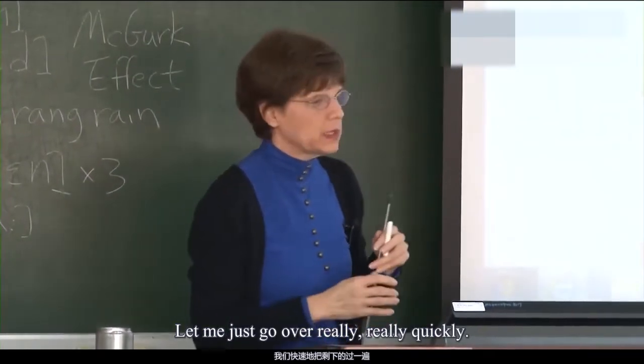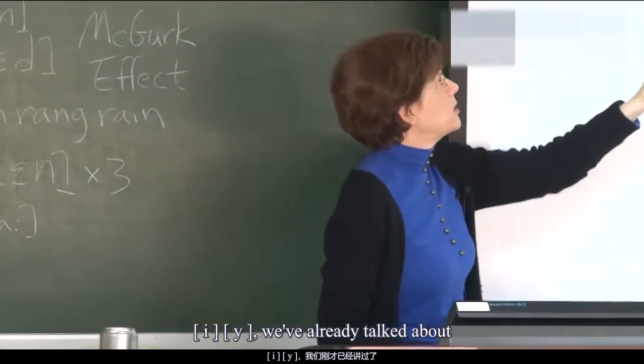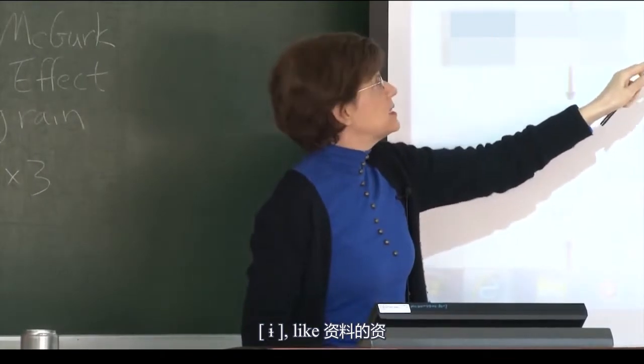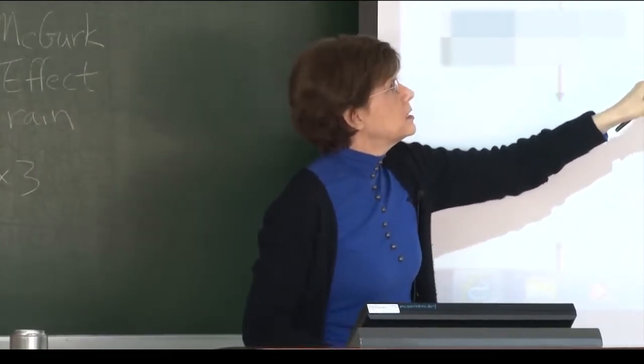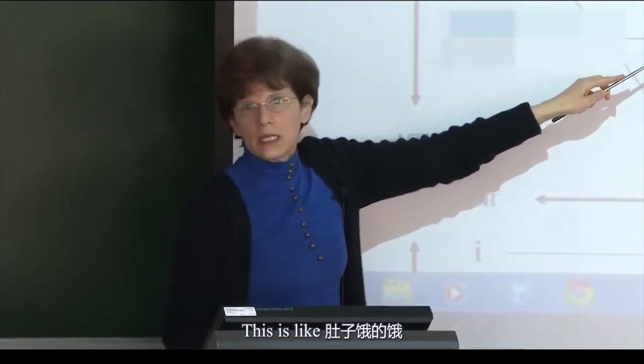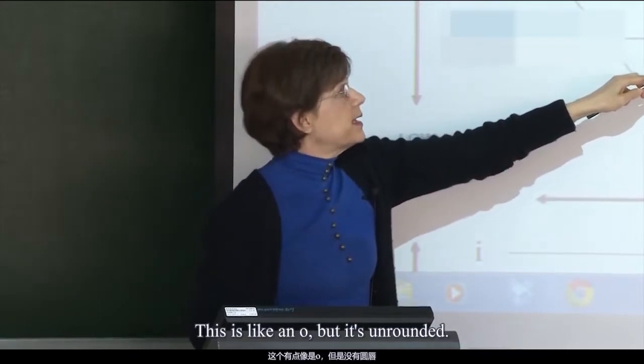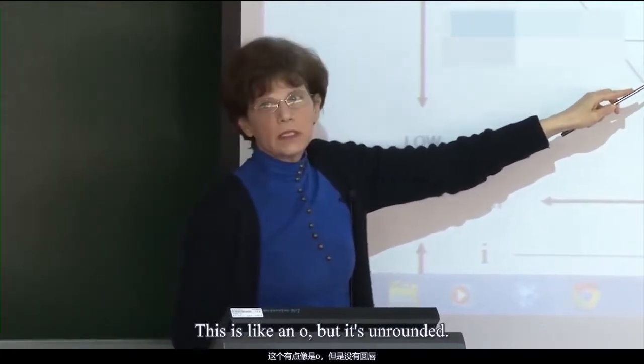Let me just go over really, really quickly. The other ones I think you can do yourself. 一语 we've already talked about. Like 资料的资, 支持是日的日. For no problem. This is like 肚子饿的饿, 舍, 肚子饿. This is like an O, but it's unrounded.